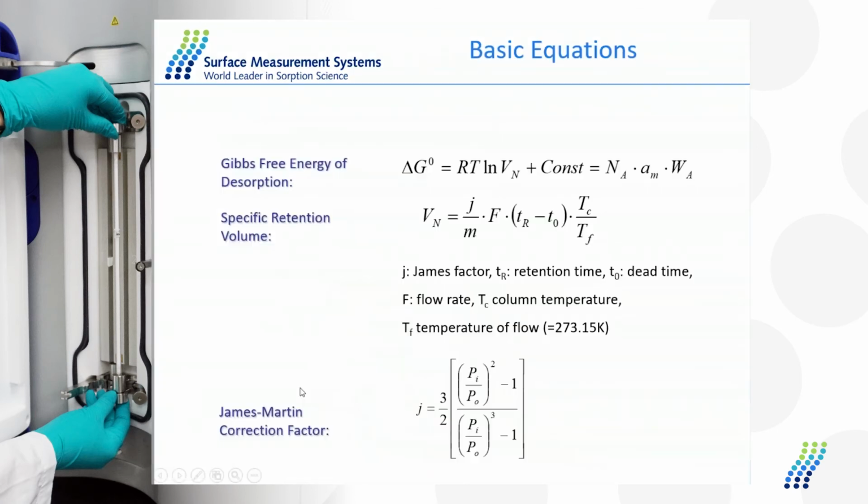So, one quick slide on the basic fundamental equations for inverse GC. It basically boils down to this equation here, where we have the retention volume, which is the volume of carrier gas that was used to push that sample across the surface. That is directly related to the Gibbs free energy. And then that gives us access to a wide range of physical-chemical properties, in particular, the surface energy, which we'll be talking about today.